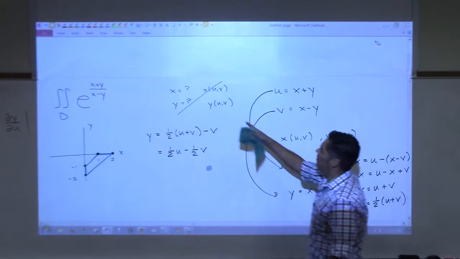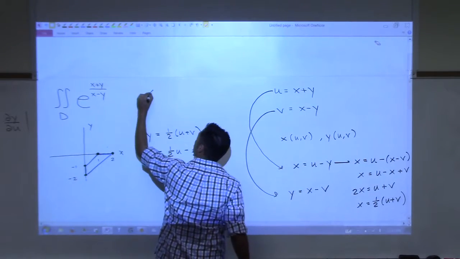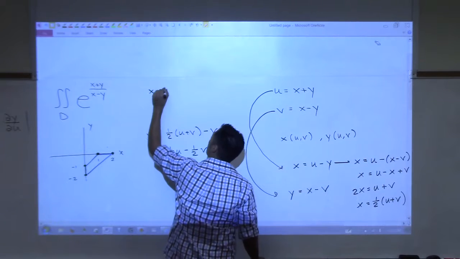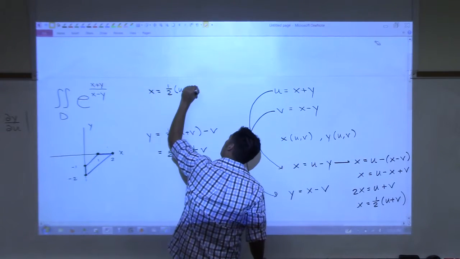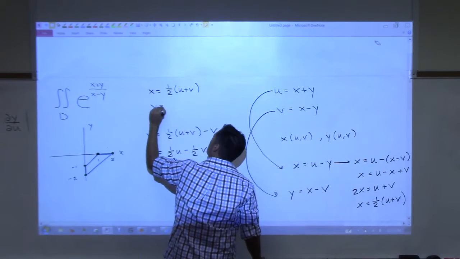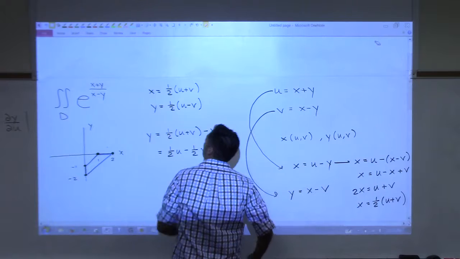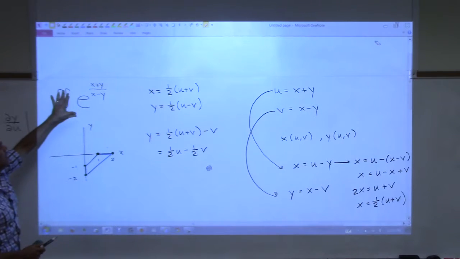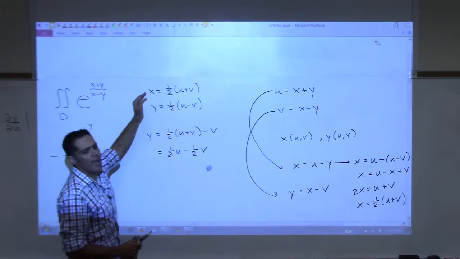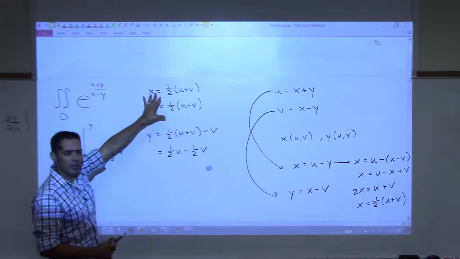So here's what I've got. This right here, I didn't know what x and y was, right? I'm going to go ahead and say x is equal to 1/2 of u plus v, and then y is equal to 1/2 u minus v. If you would have looked at these two in the very beginning, I don't think you would have said, look, I'm going to let x be half of u plus v, and let y be half of u minus v, right? You wouldn't have done that.